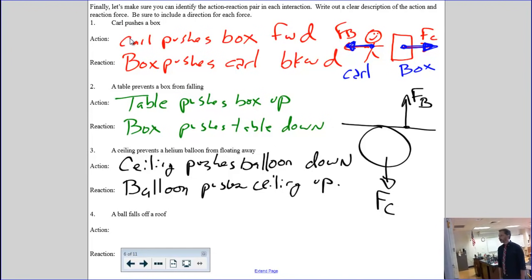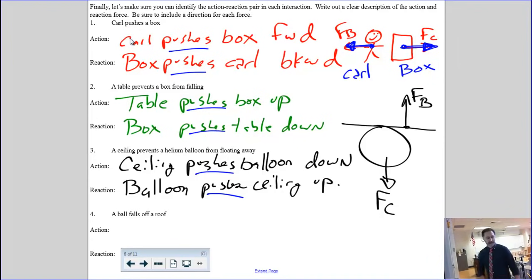I'm realizing now that all of these examples are pushes. I'm wishing I'd done an example with a pull. I'm pretty sure there's one on the next slide. But here's what I want to point out: if your action is a push, so is your reaction. If your action is a pull, so is your reaction. It happens that these were all pushes, right? Carl pushes the box, box pushes Carl. Table pushes box, box pushes table. Ceiling pushes balloon, balloon pushes ceiling. I'm hoping on the next slide there's a pull, and if not, I'll make sure that I do one.